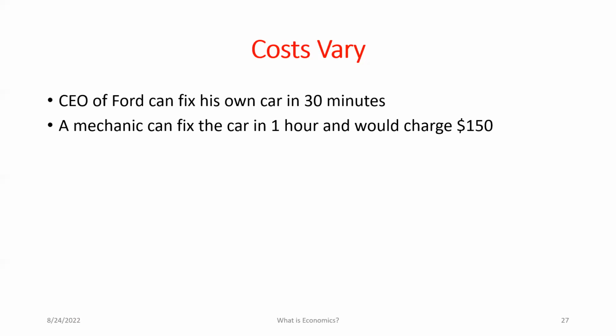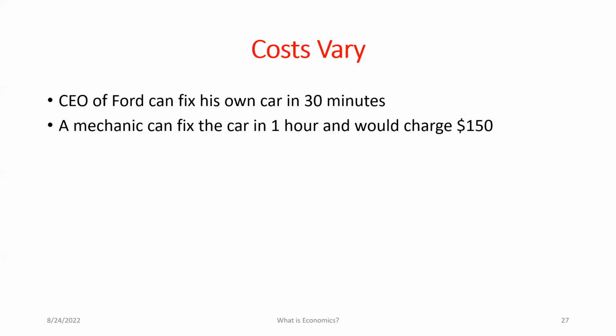So when we look at this, you might think, who should be fixing this car? Well, the CEO can fix it quicker, in less time, and if time is valuable, maybe that would make us think the CEO. But the CEO's time being very valuable means that when he gives up those 30 minutes to fix his car, he might be foregoing really, really high wages. Let's say by fixing his own car, in that 30 minutes he could have made, I don't know, $1,000. Then if he pays the mechanic to fix it and spends $150, his additional cost wouldn't be as great as the additional benefit of letting the mechanic do it.